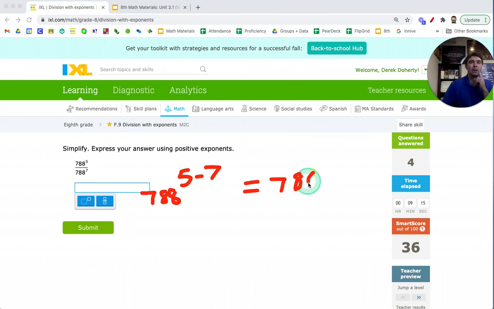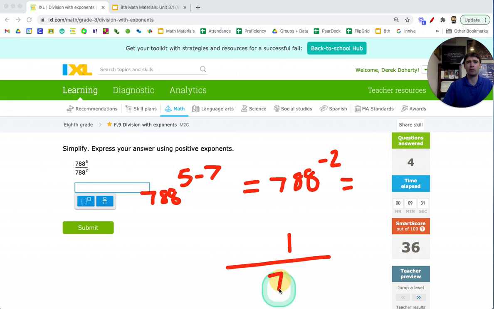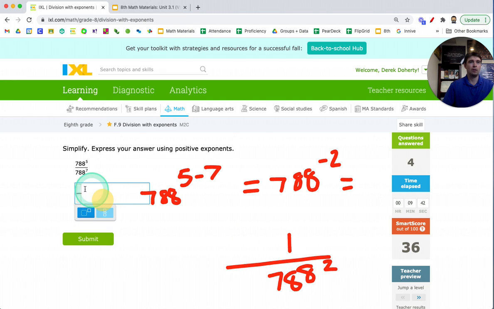The base stays the same. I had 788 as my base, a bunch of those terms in the numerator and denominator. But there's 2 more in the denominator, so I'm going to get a negative 2 for an exponent. That really means I can't write a negative exponent according to IXL for F9. They want it as a positive exponent, so I'm going to have to convert 788 to the negative second to a positive exponent by recognizing that just means divide by the 788 2 times. And again, using my mouse to click around after I built that fraction, dropping in the exponents by using either Shift 6 or that exponent button.